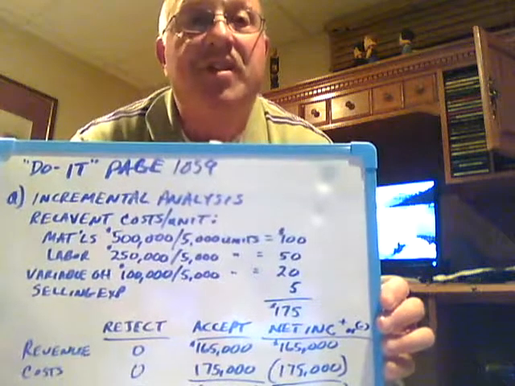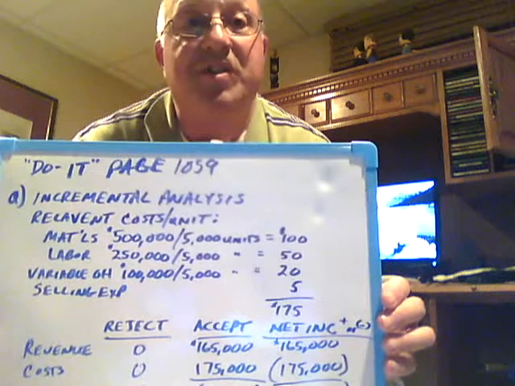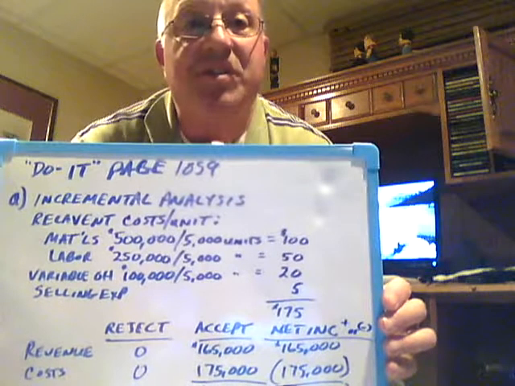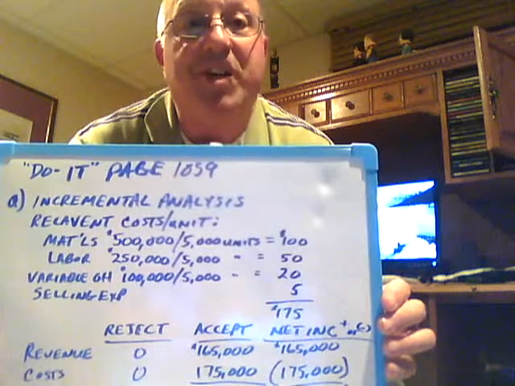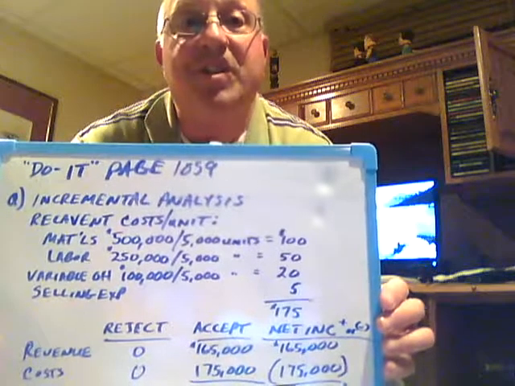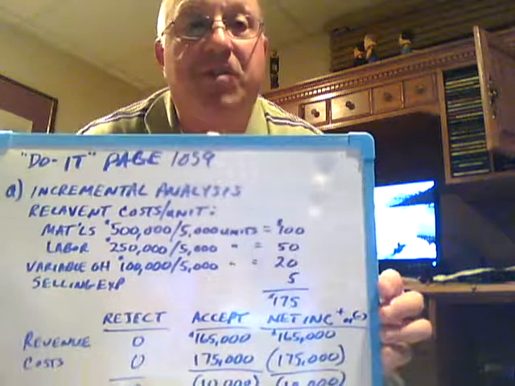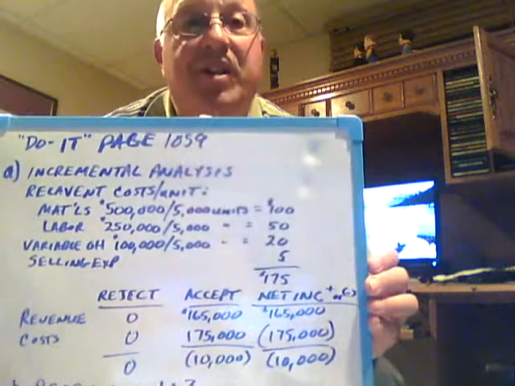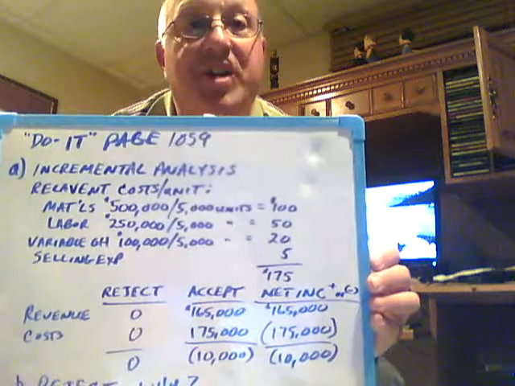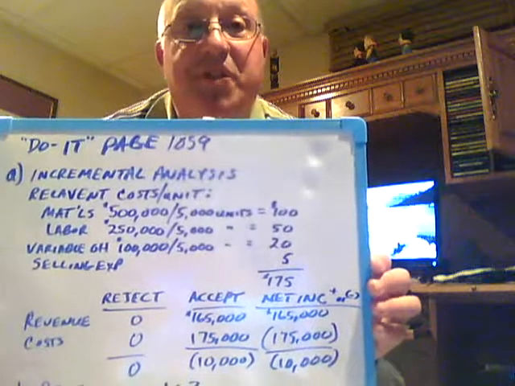So the materials, 500,000 divided by 5,000 is $100 per unit. Labor is $250,000 divided by 5,000, $50 a unit. Variable overheads, 100,000 divided by 5,000, $20 per unit, and then the selling expense was given as $5 per unit. That's $175 per unit. So when we go down to do the analysis here, in our reject column, nothing's going to change revenue-wise or cost-wise if we reject this offer. We're just going to keep on going the way we've done.